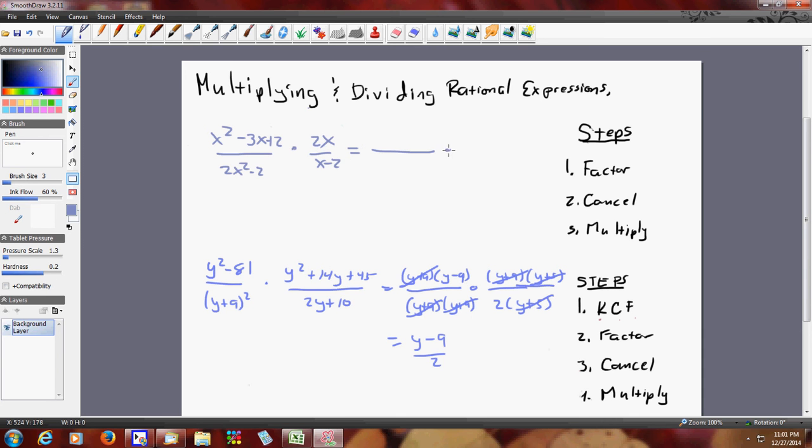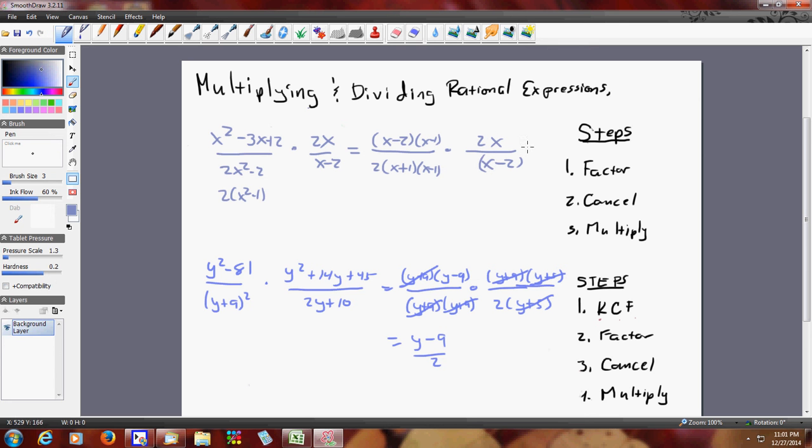Well, if I factor, I'm going to recognize that this is x minus 2 and x minus 1. I'm going to factor out a 2 here, but then you're going to be left with x squared minus 1. I'm going to recognize that that's the difference of perfect squares. And then this is just 2x. And that's just x minus 2.